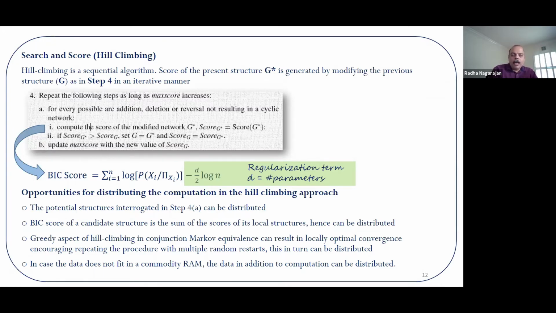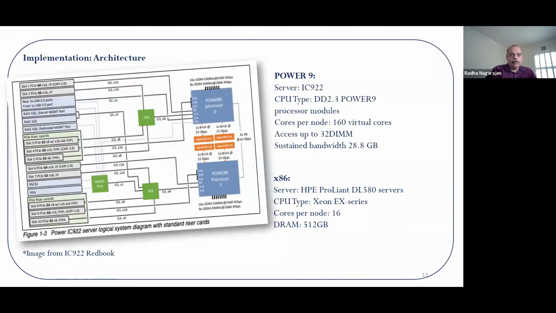Since this is a greedy algorithm, convergence to a local optimum cannot be avoided. So it might have to be repeated multiple times with different random initial seeds. In that case, that aspect can be distributed. And in the case the data doesn't fit into commodity RAM, then the data, in addition to the computation that we discussed, can be distributed. So I'm going to hand this to Argo now.